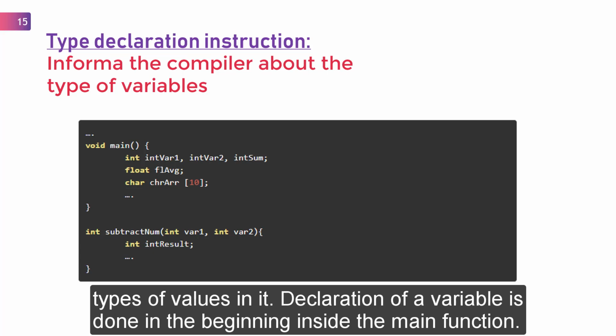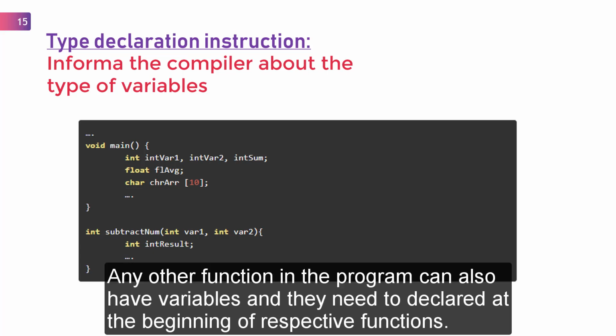Declaration of a variable is done in the beginning inside the main function. Any other function in the program can also have variables, and they need to be declared at the beginning of the respective functions.